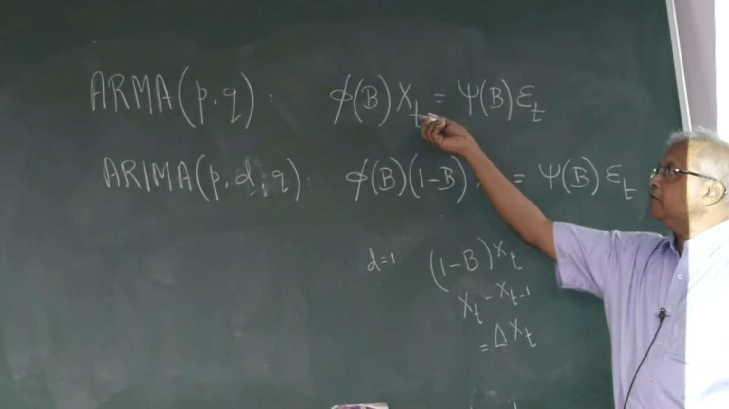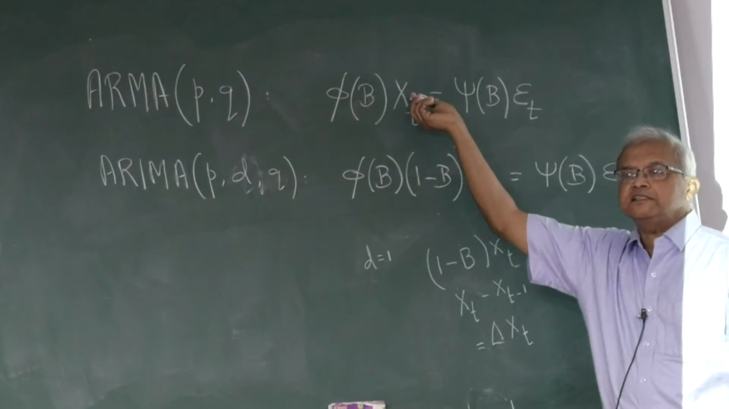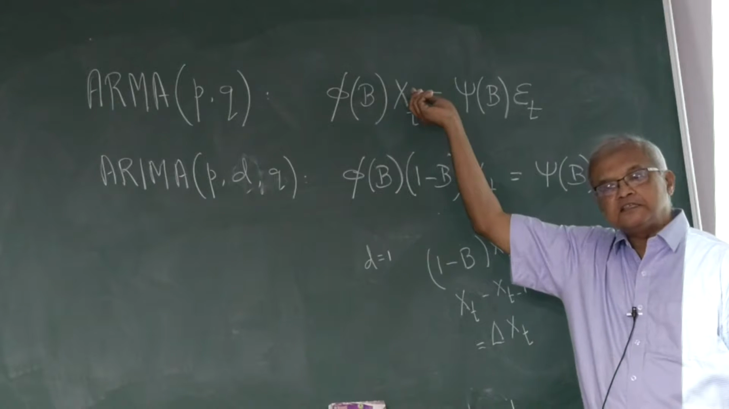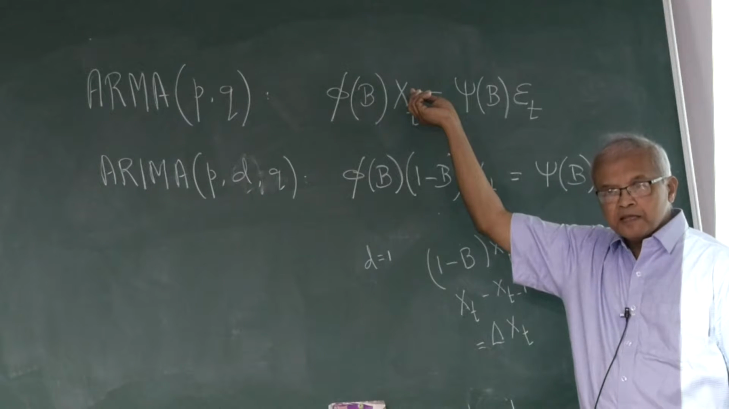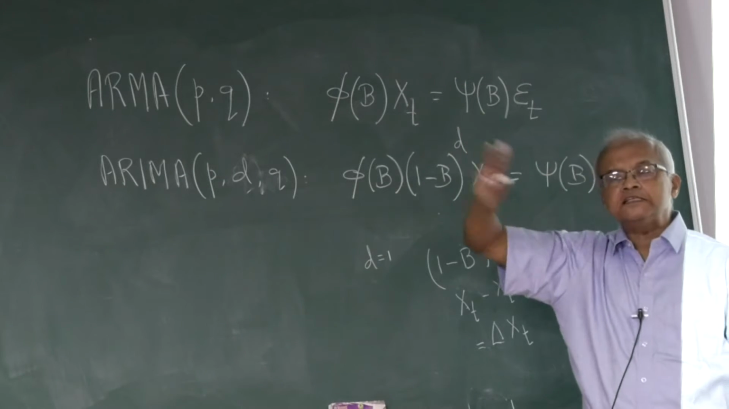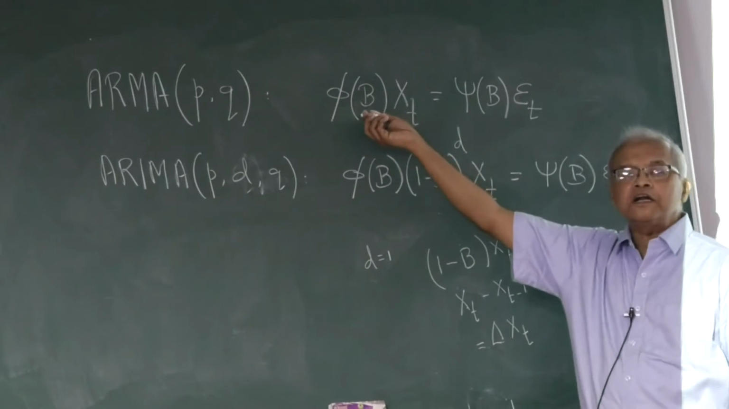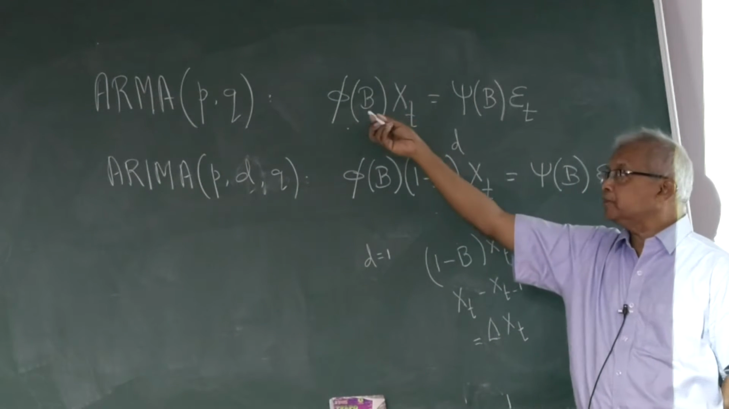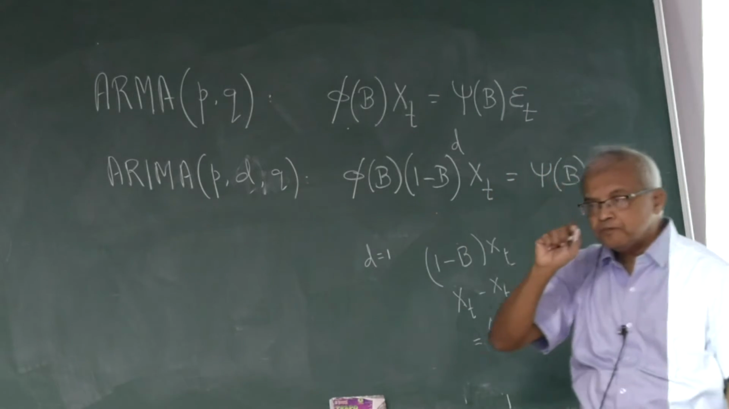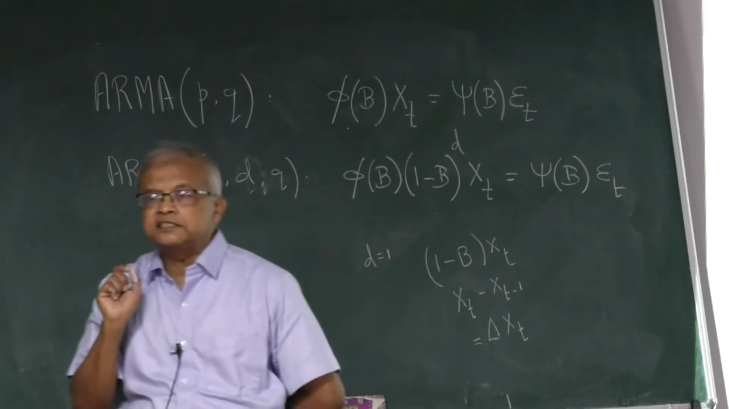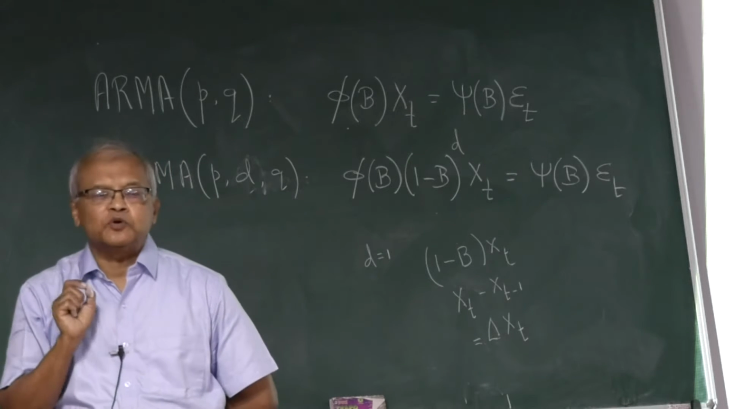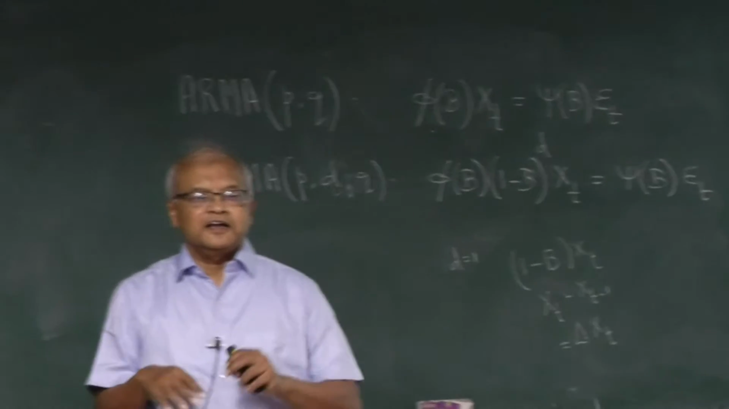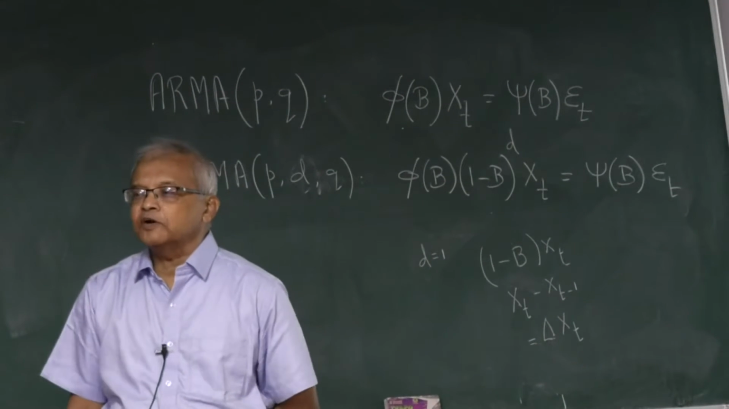Basically, I started by saying that x_t is a stationary process, which really means that there is no trend. If you have eliminated trend and seasonality, you go for an ARMA model. Forget about seasonality for the moment. Suppose there is a trend. I want to fit a Box-Jenkins model. What can you do?